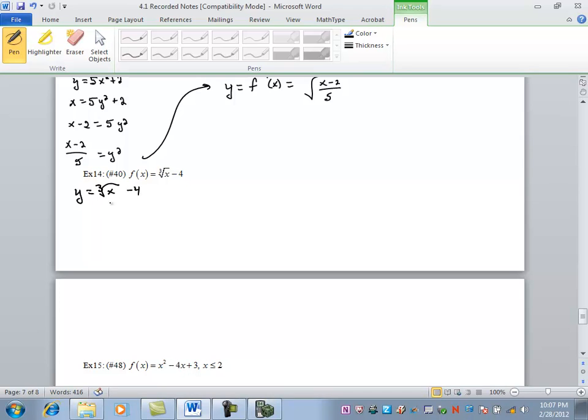minus 4. Interchange x and y, so x equals the cube root of y minus 4. x plus 4 equals the cube root of y. And so y equals f inverse of x equals x plus 4 quantity cubed. And there's my inverse there.